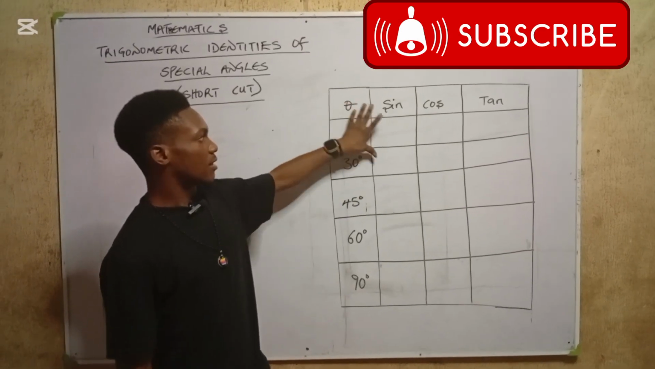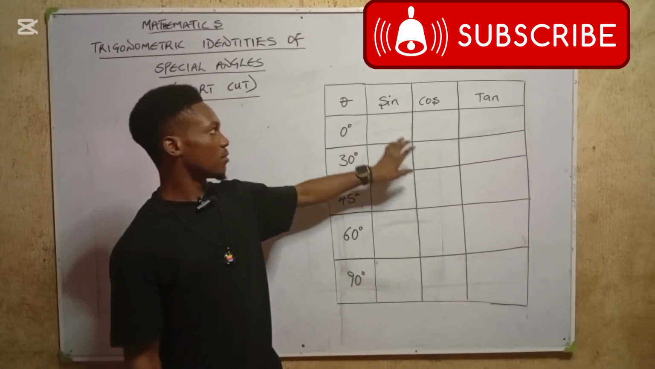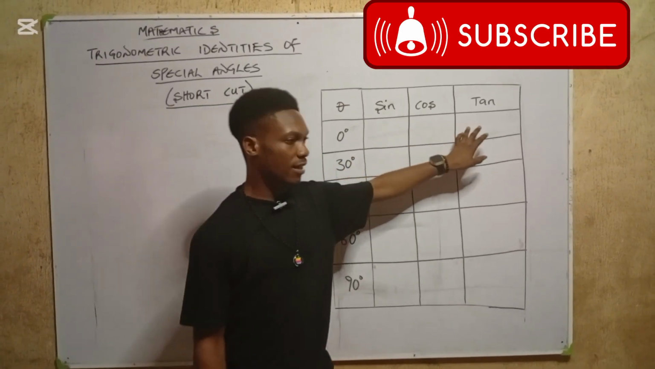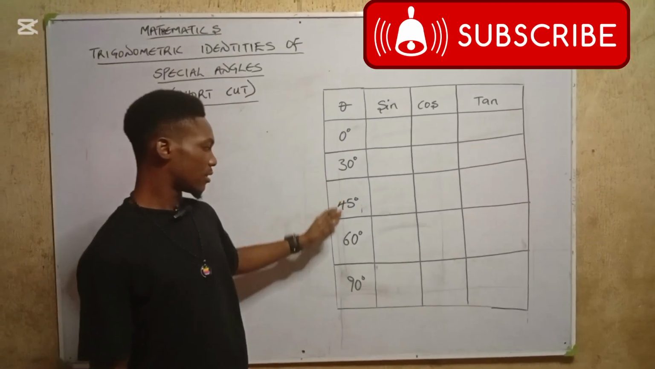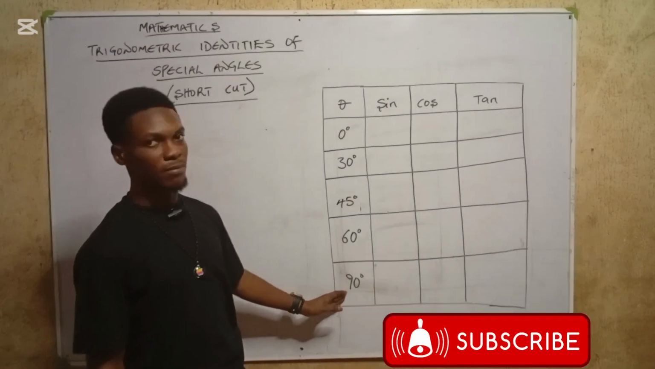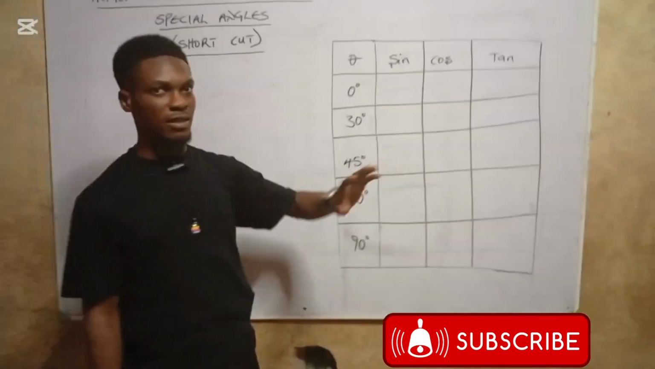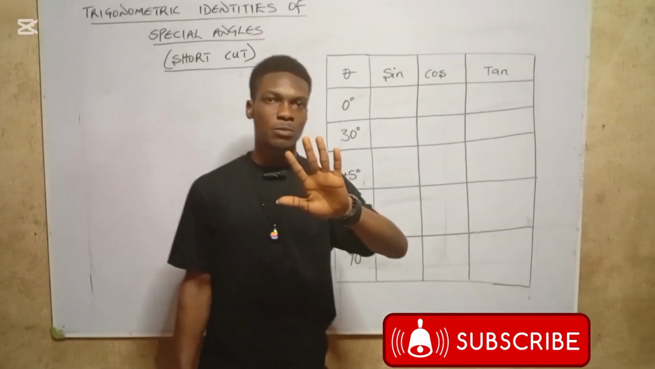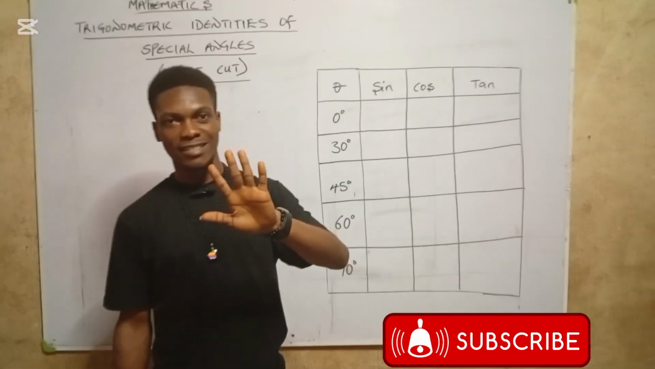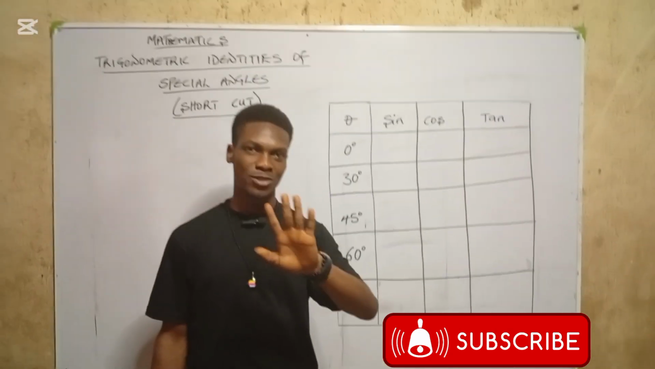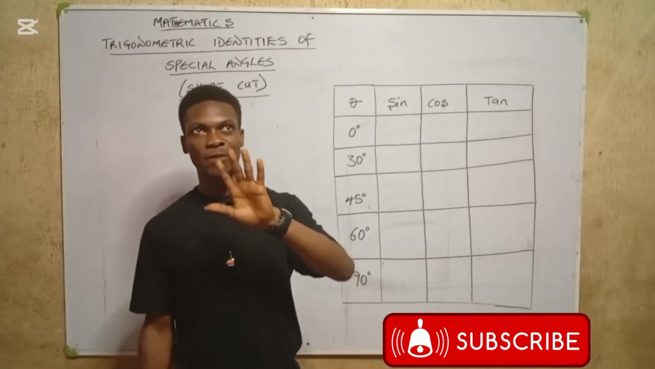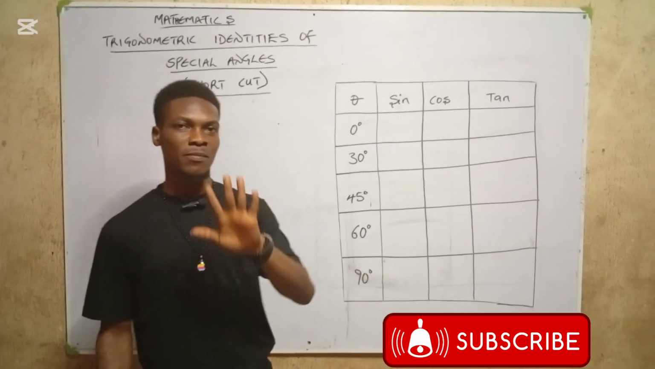Now, this is the table. You are going to fill in this table for your sine, cos, and tan of each of these trigonometric ratios, identities. The first one is 0 degree. Now, this will be beneficial to those that have 5 fingers. If you have 4 fingers, I'm sorry, we can't help you. If you have 5 fingers, you are good to go.